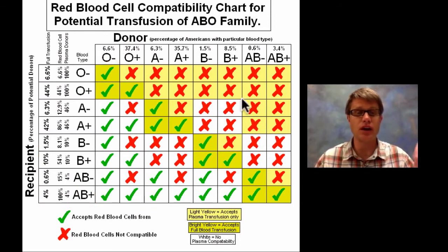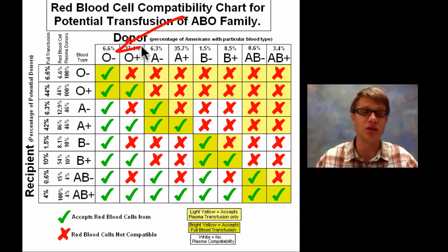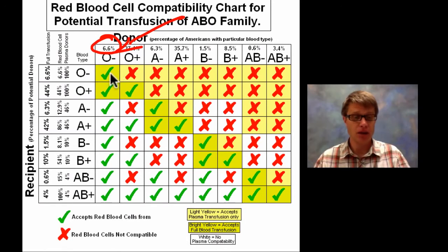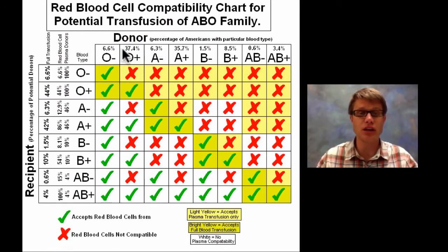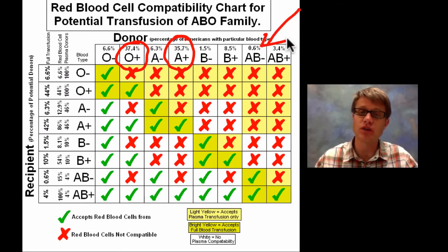And so who would they love to see as far as donating blood? It's going to be somebody who's O negative. And what percent of the population is that? 6.6%. And so if we look at some of these percentages, what's the most common? Most common is going to be O positive. Almost 38% of the population is going to have that. Same with A positive. And then we're going to have some more obscure blood types like AB negative, where it's less than 1% of the population that has that.